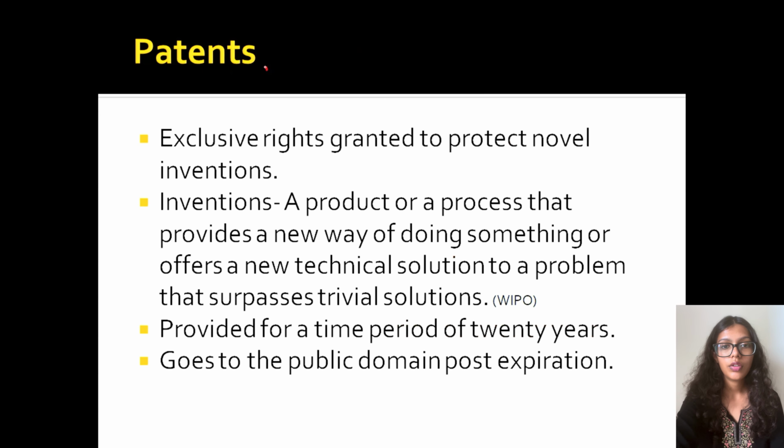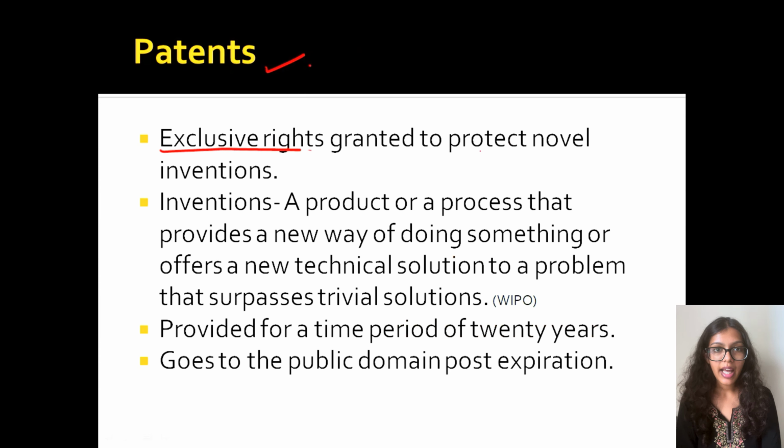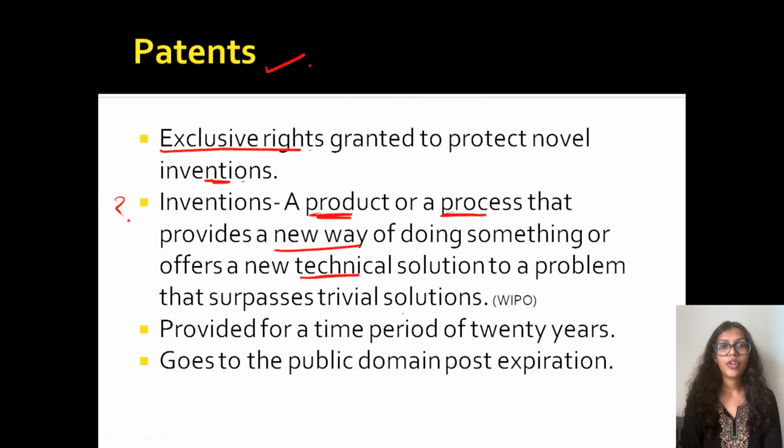Okay, so now let's jump on to the second one, which is patents. A patent is basically an exclusive right which is granted for an invention. Now, what is an invention? It can be a product or a process that provides a new way of doing something or solving a problem. Protecting an invention provides the inventor with the legal authority to prevent others from either making, using, selling, or distributing, or even creating without their consent.